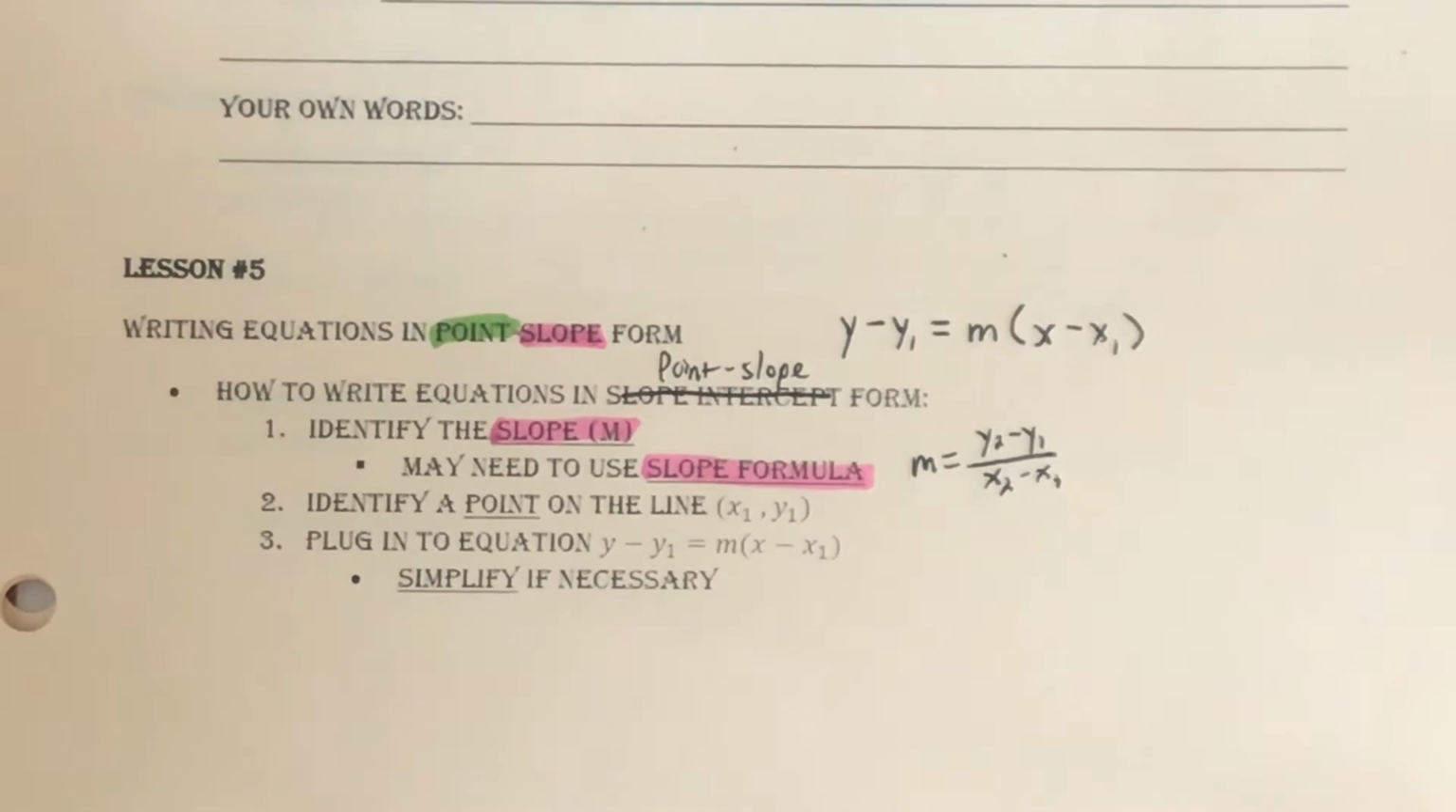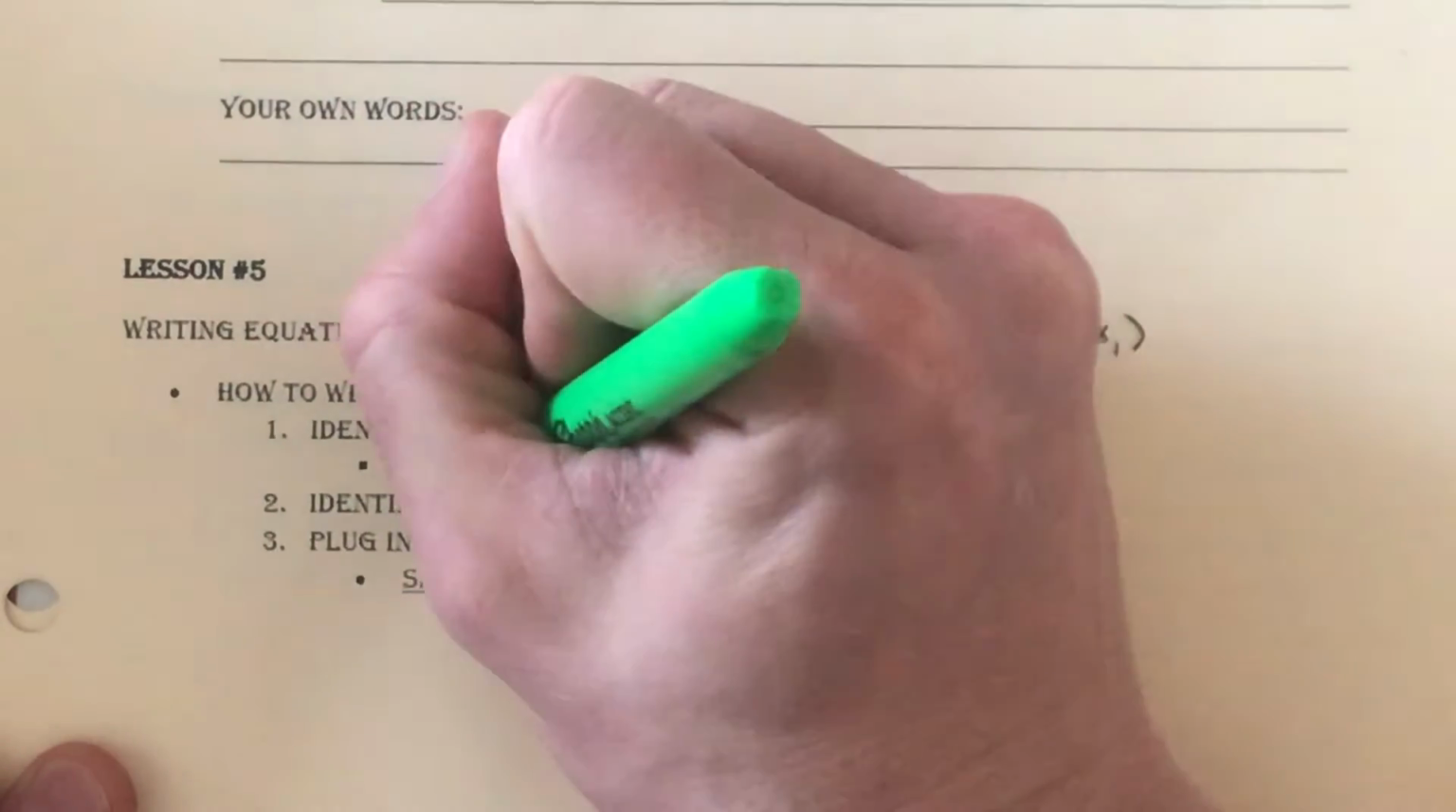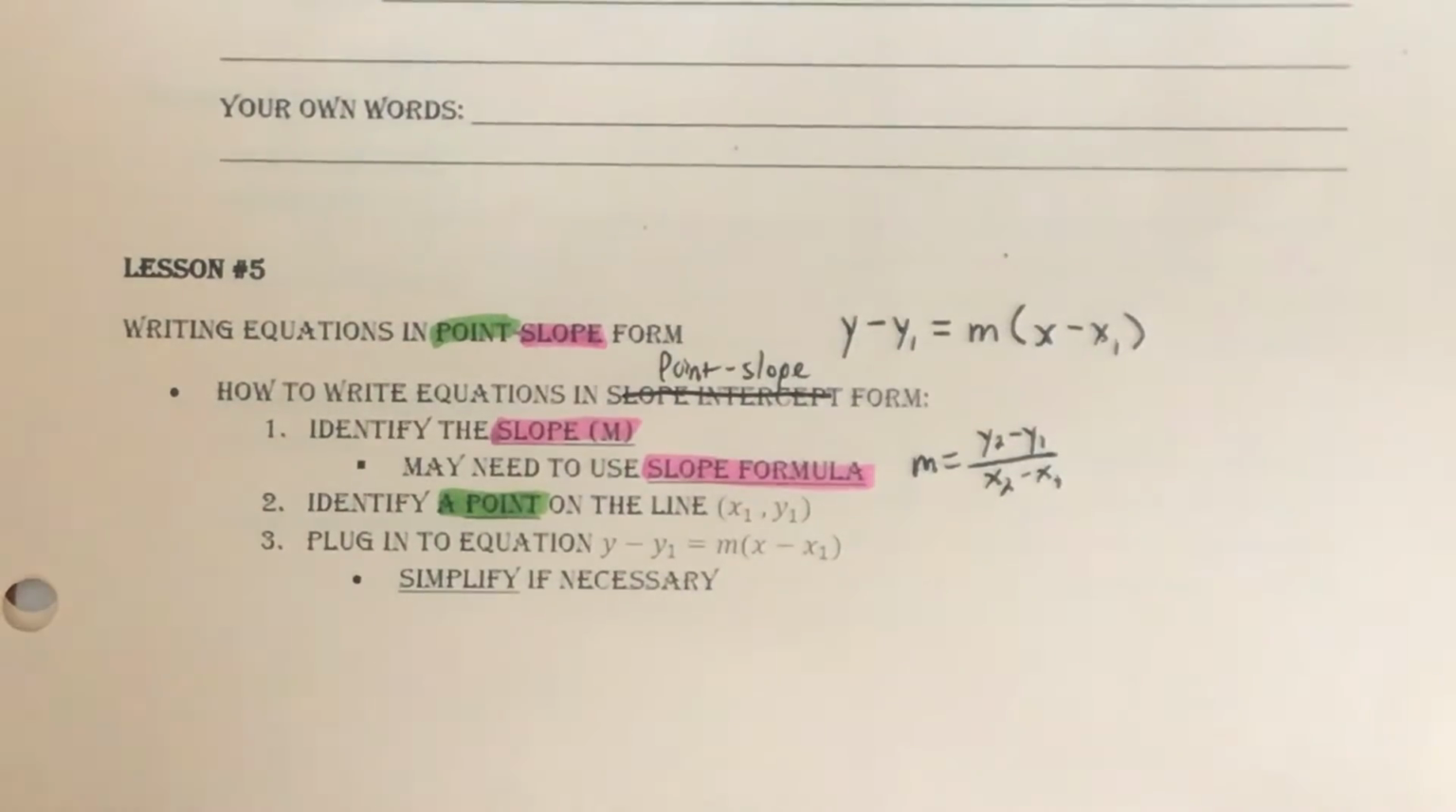The next thing we need to do after that is identify a point on the line. They may give you an ordered pair. You may have to go look at the graph and find one. Something along those lines, but we need at least 1 point from that graph, whether it's given to us or we look at the graph and figure out an exact point.